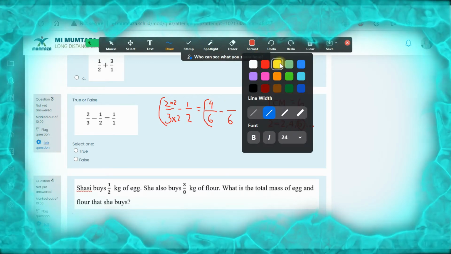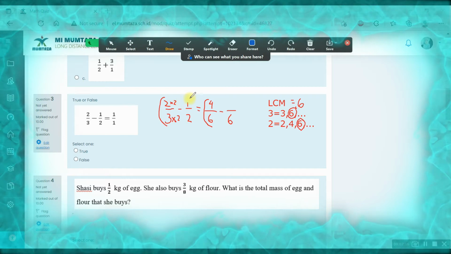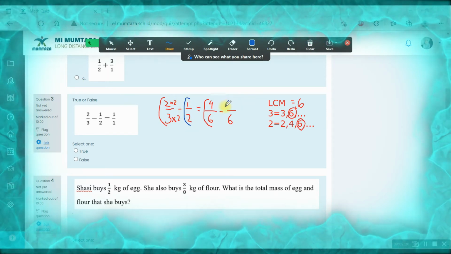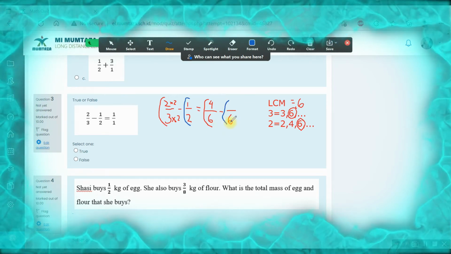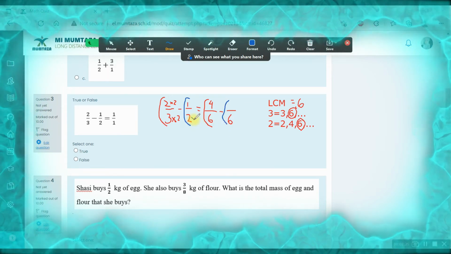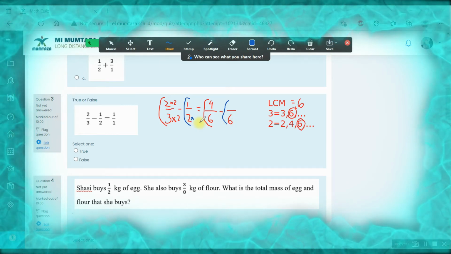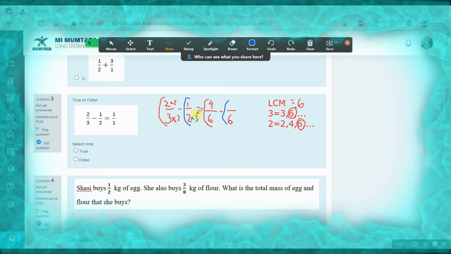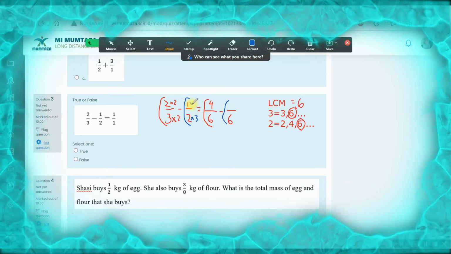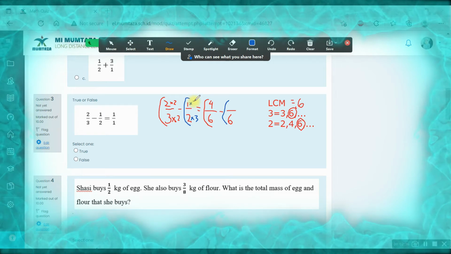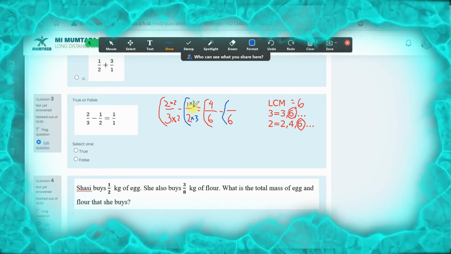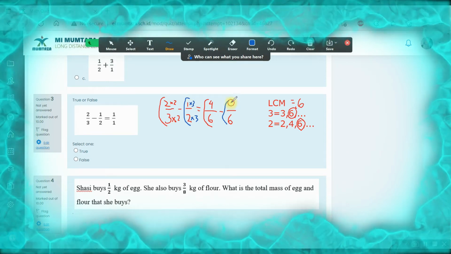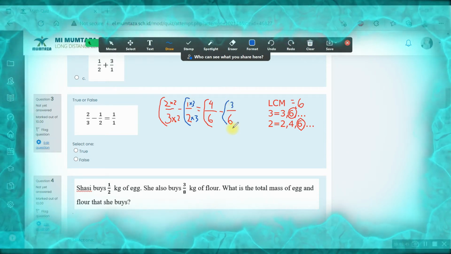Now, how about the second fraction? The second fraction is 1/2, becomes something over 6. Look at the bottom number. 2 times what becomes 6? 2 times 3. Because the bottom number is multiplied by 3, the top number is multiplied by 3. 1 times 3 becomes 3. So we can put number 3 here.